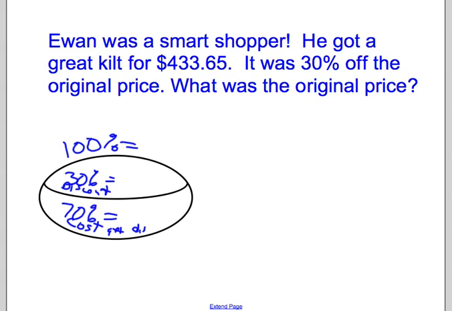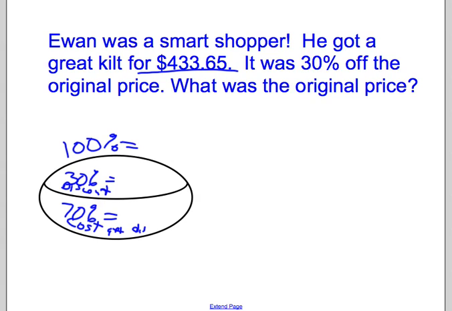Now let's figure out where to put this $433.65. He got the gray kilt for that amount, and that was 30% off the original price. So what's the original price? Where does the original price, or original number, go in our equation when we get ready to set it up, by the way? In the middle, because it's the total.